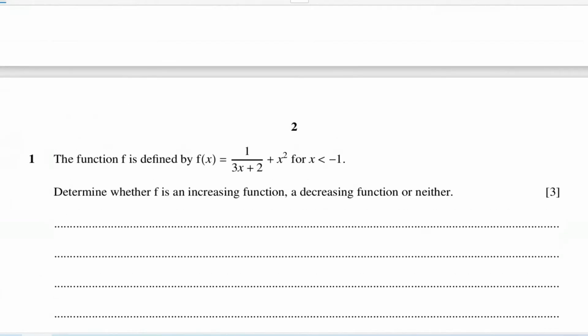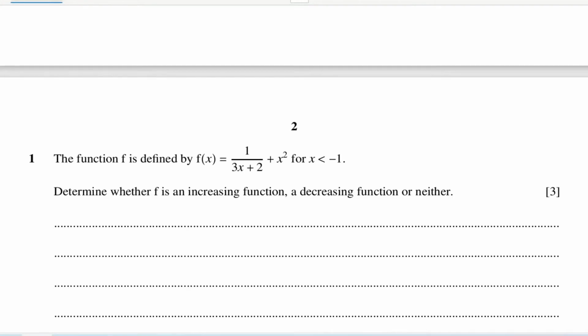The first question is, the function f is defined by f of x equal to 1 over 3x plus 2 plus x square for x less than -1. Determine whether f is an increasing function, a decreasing function, or neither.